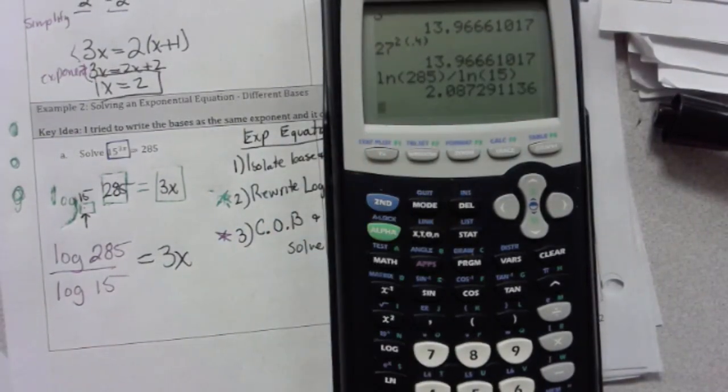See what you put? See how you put it in? Don't clear it. It's hard for me to see it when you clear it. 285. Hit the up arrow. See on your calculator you have an up arrow? That shows you what you entered in. 285 divided by. But it's not just log on the bottom, you have to do log on the top and the bottom.